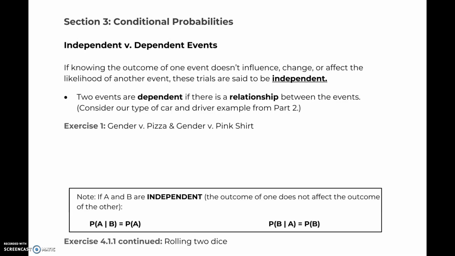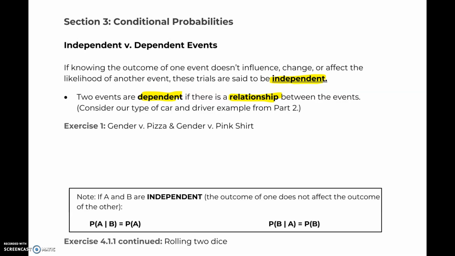Now we're going to look at conditional probabilities. Part of introducing conditional probabilities, we want to introduce what an independent versus a dependent event is. For two outcomes to be independent, that means that one does not influence the other. For two to be dependent, one outcome influences the other. So the fact that one already happened changes the likelihood of the other one happening.